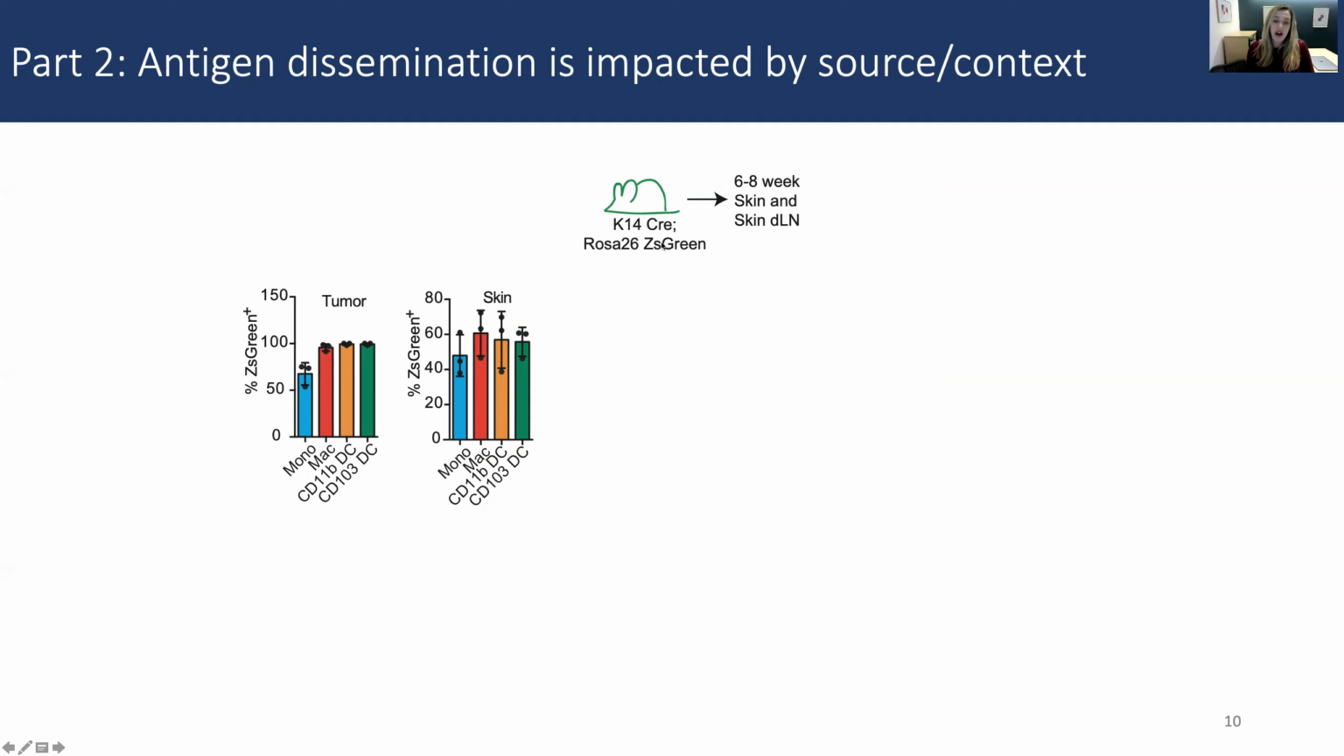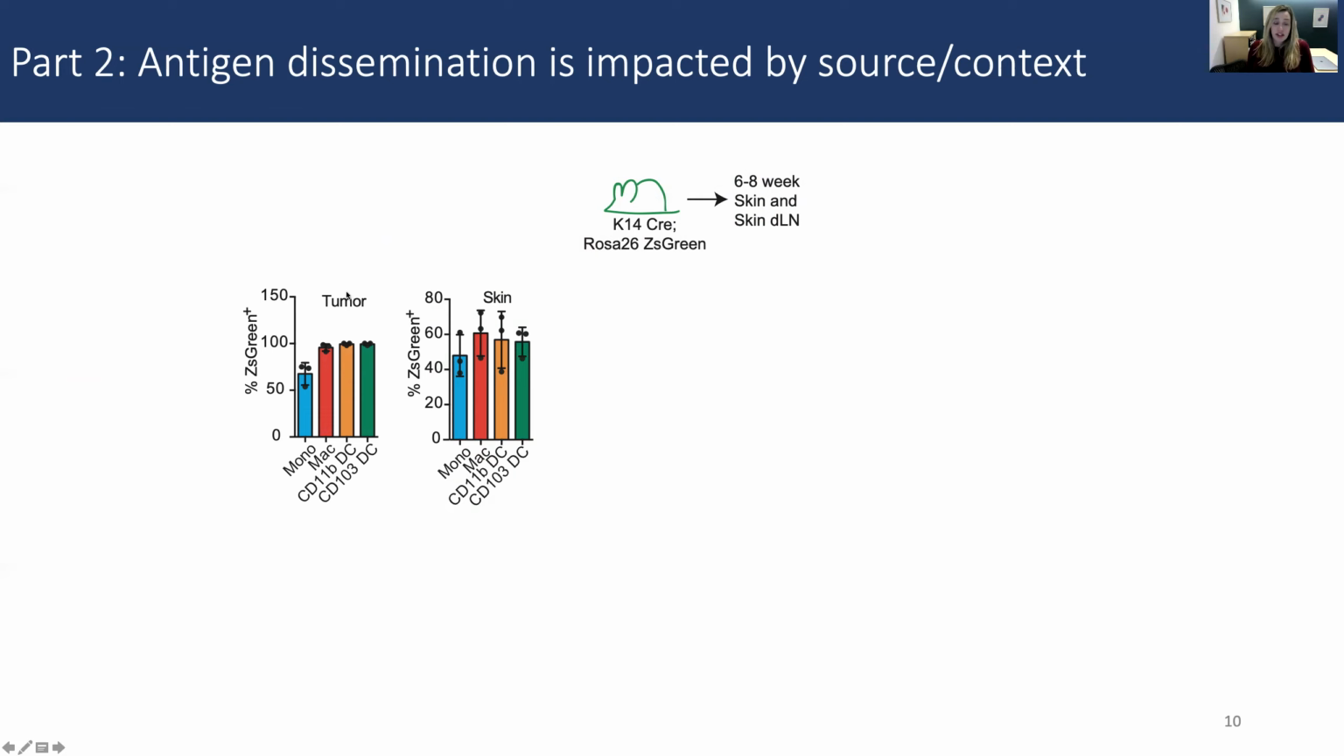And with that, I'll introduce a couple of new model systems that I've been using. So we look at tumor-derived ZsGreen as a way to track tumor antigen, but I also have ways of tracking steady state self-antigen using ZsGreen as a surrogate as well. By crossing ZsGreen mice with a K14 Cre, we can get skin restricted expression of ZsGreen, and we can then track self-antigen and the patterns in which that antigen disseminates in the lymph node.